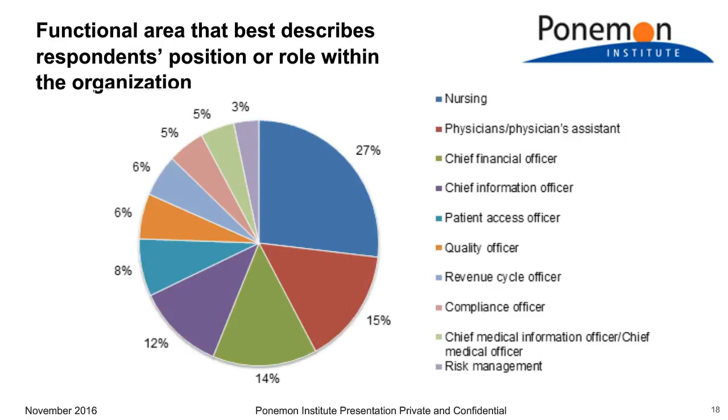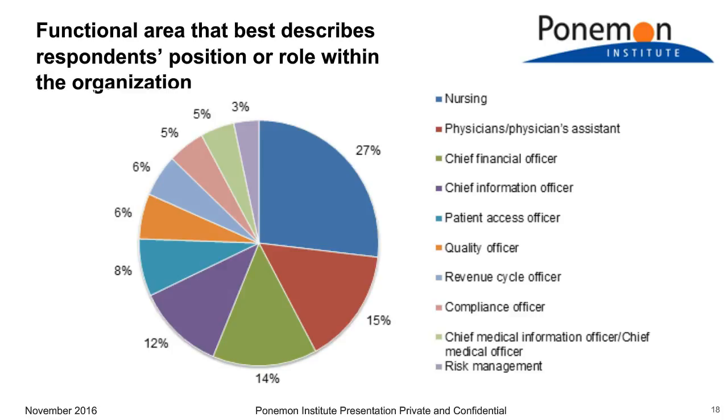In terms of who participated, I mentioned 55% clinician, 45% not clinician. Nurses being the largest slice of the pie, followed by physicians, physician assistants, chief financial officers, chief information officers and their staff, patient access officer, quality officer, revenue cycle officer, compliance officer, chief medical information officer or chief medical officer, risk management. So we cover a lot of different functions within the organization.